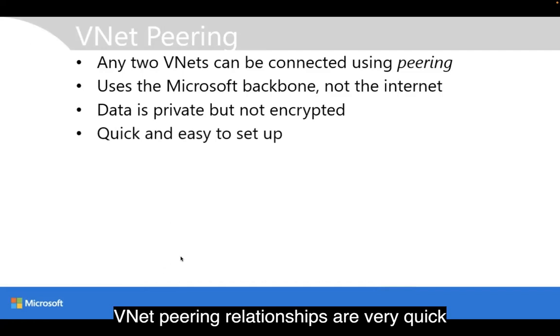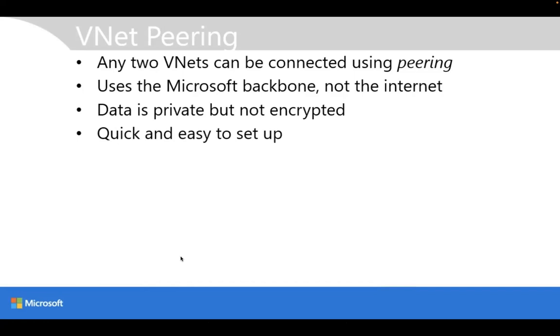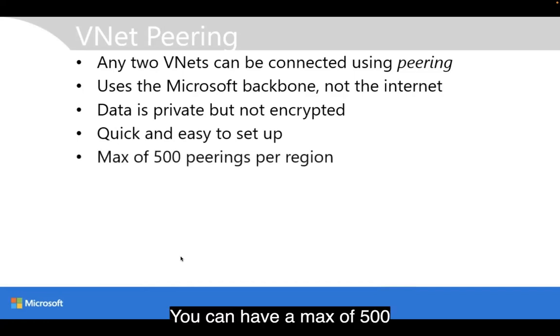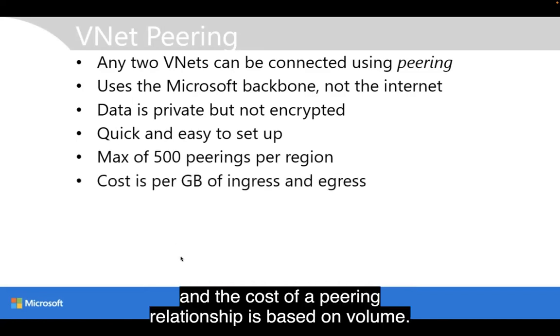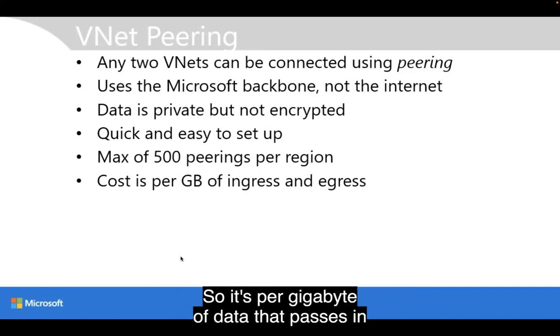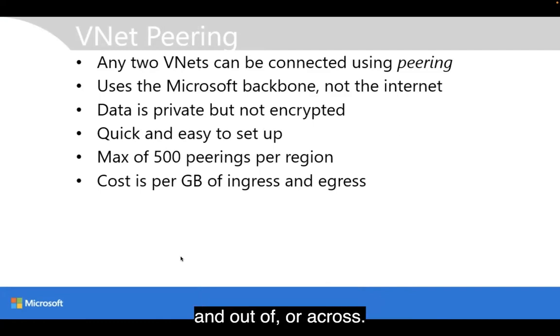VNet peering relationships are very quick and easy to set up. They usually take a matter of seconds. You can have a max of 500 peering relationships per region. And the cost of a peering relationship is based on volume. So it's per gigabyte of data that passes in and out of or across that VNet peering relationship.